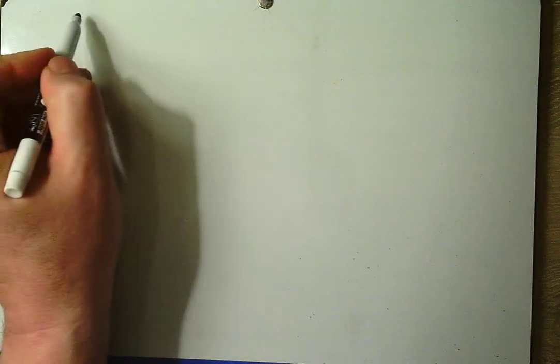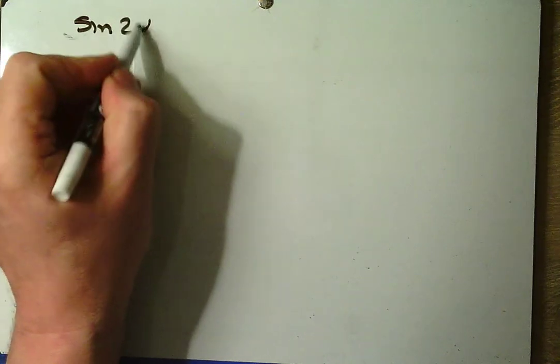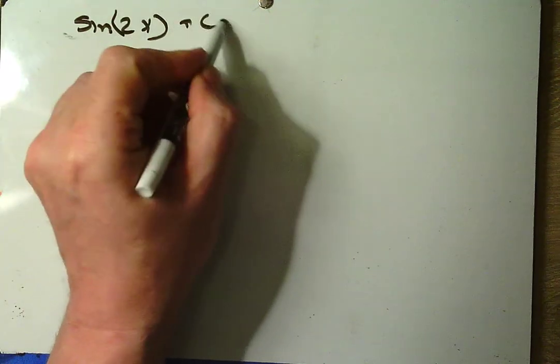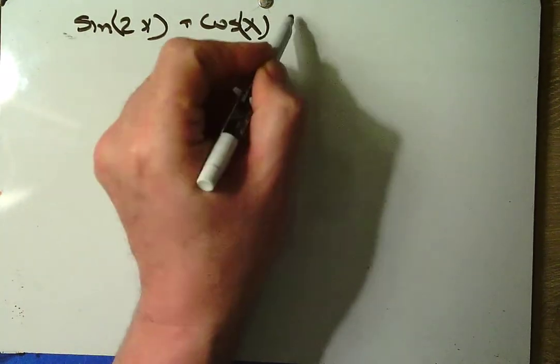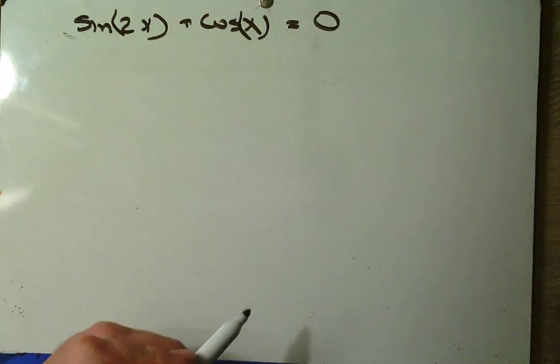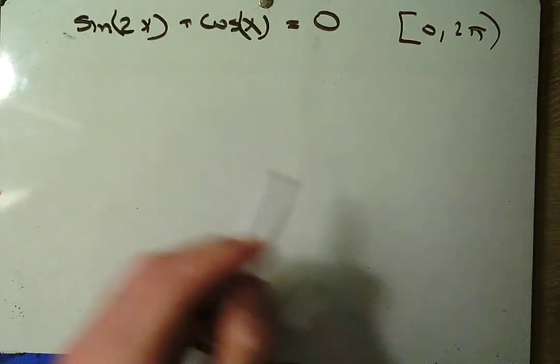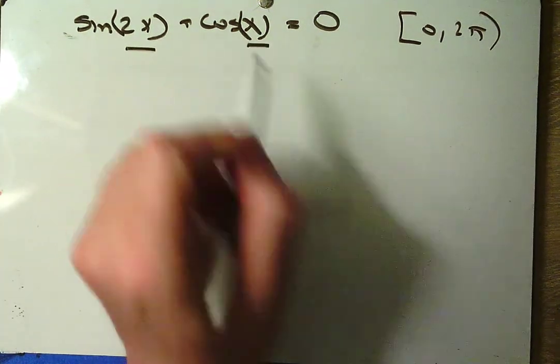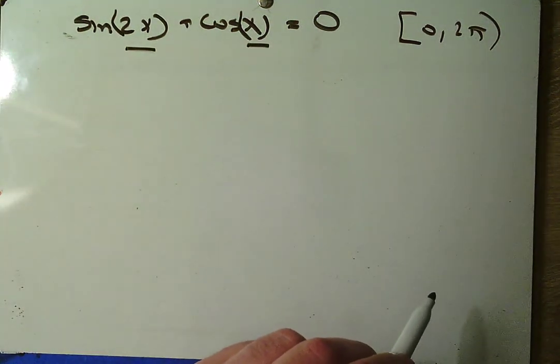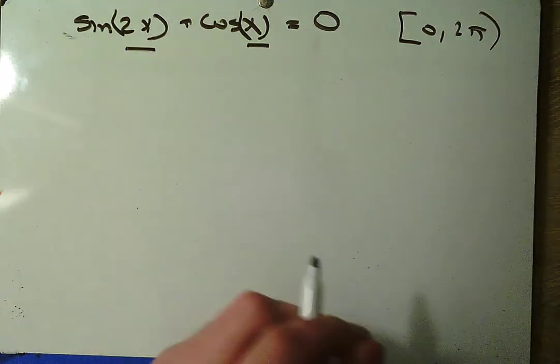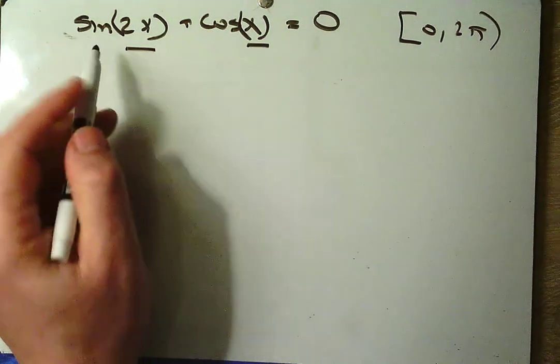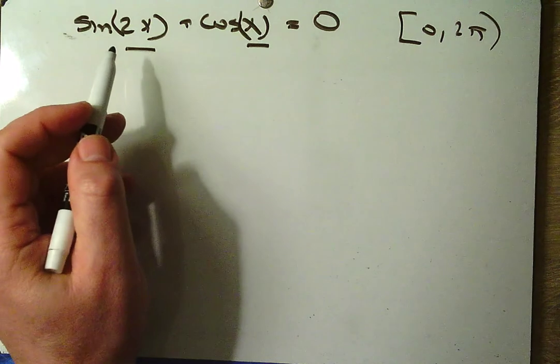Double angle equations. So here's an example of something I would use a double angle equation with if I had sine 2x plus cosine x equals 0 on 0 to 2 pi. So I have a 2x and I have an x. They're not the same angle. I need them to be the same angle. So here I'll use my double angle formula.